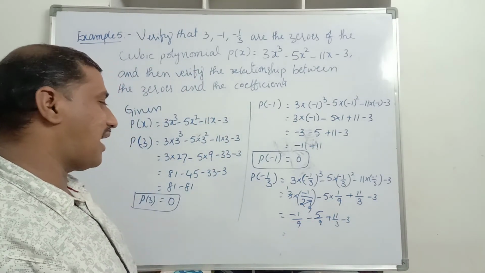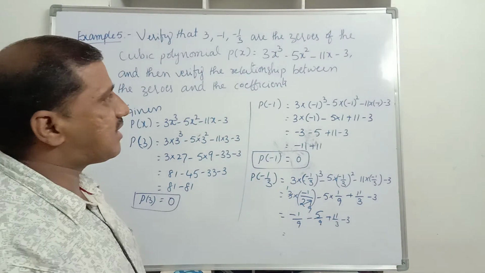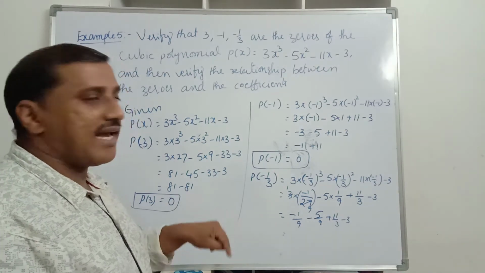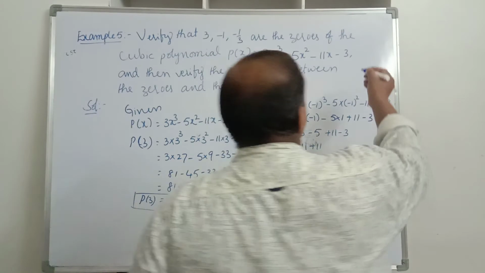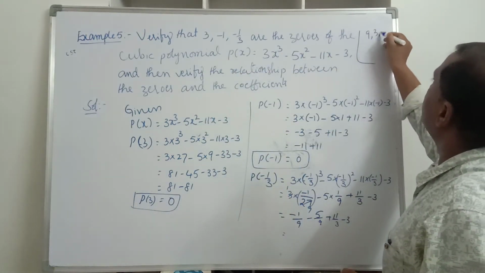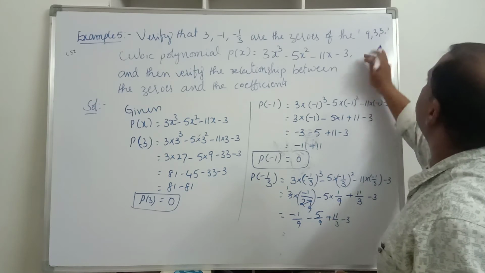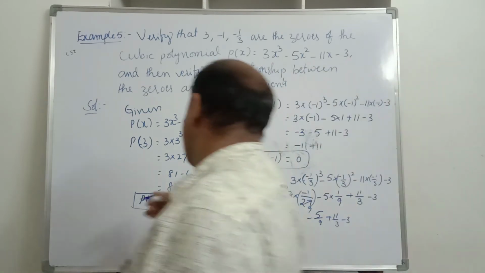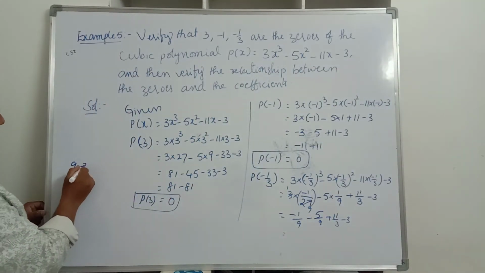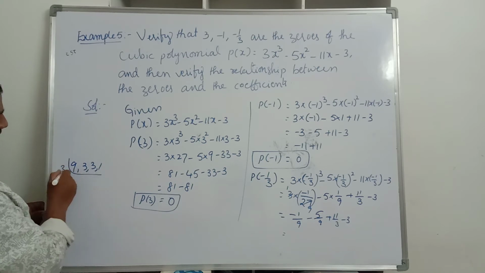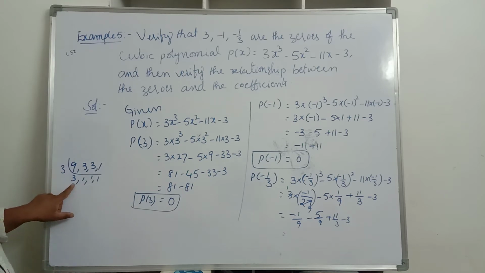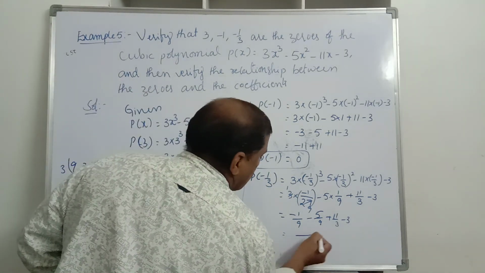For the LCM of 9, 9 and 3, we will get 9, because 9 is a multiple of 3 and 9 is the least multiple of 9. Or you can find the LCM of 9, 3, 3 and 1: 3 3s are 9, 3 1s are 3, 3 1s are 3 and 1. Multiply 3 into 3, 9, 9 into 1, 9. So therefore, LCM is equal to 9.